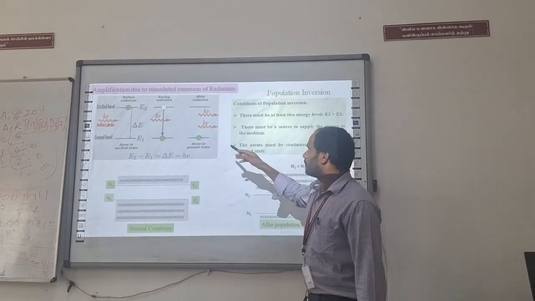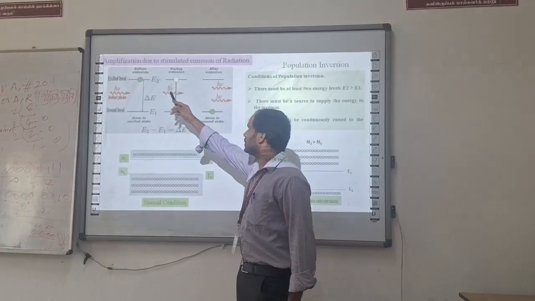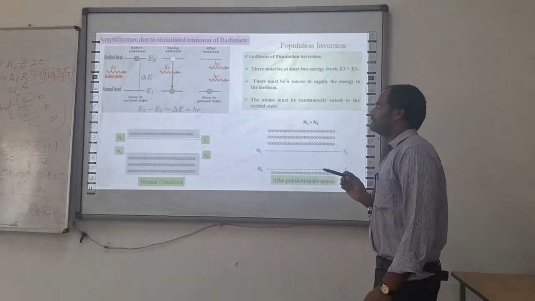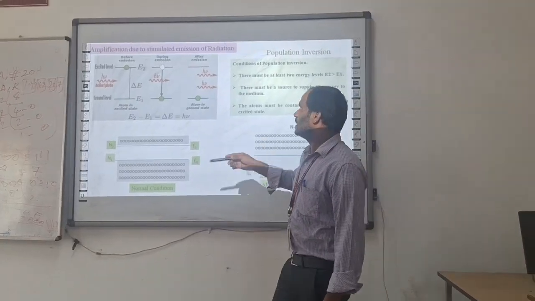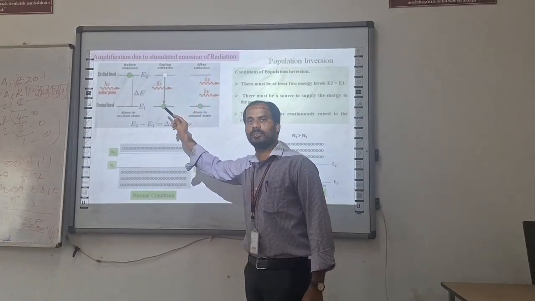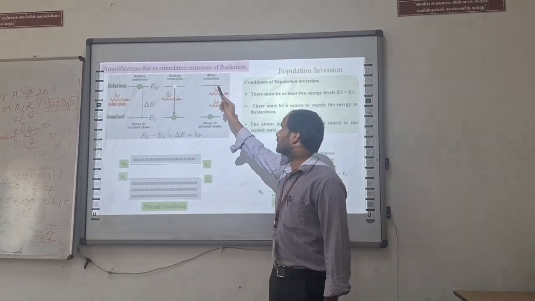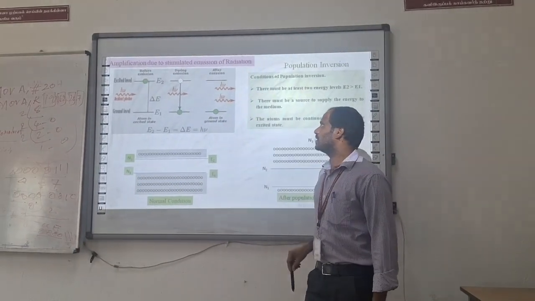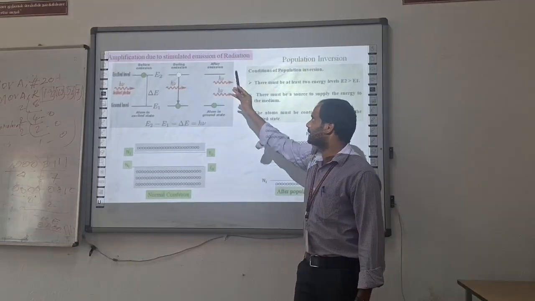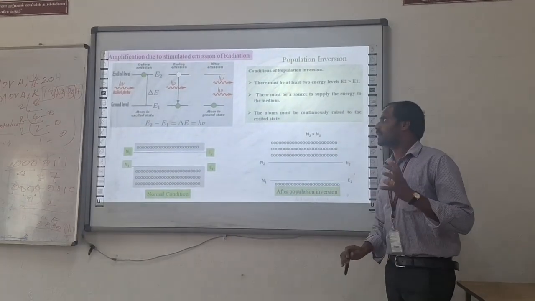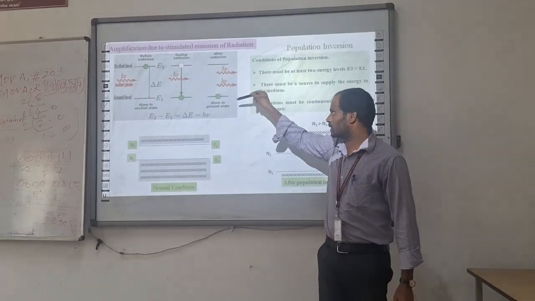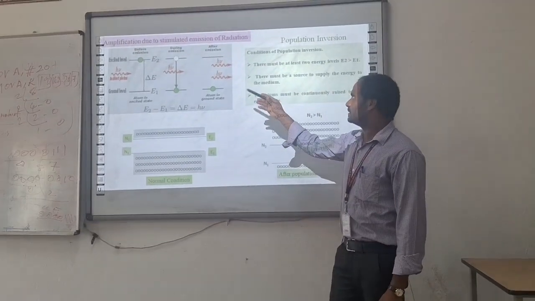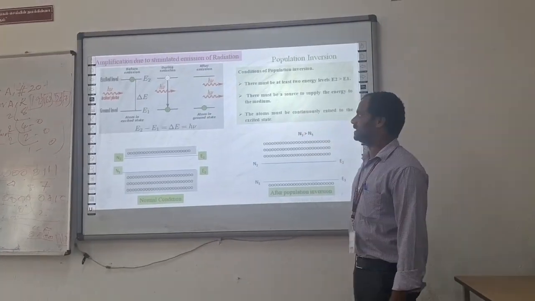Then spontaneous emission: the excited state atom, without any external agency, comes to the lower energy state or metastable state. Another one is stimulated emission, in which the excited state atom, with the help of an incident photon, comes to the ground state energy level. After that, this process goes on with population inversion.